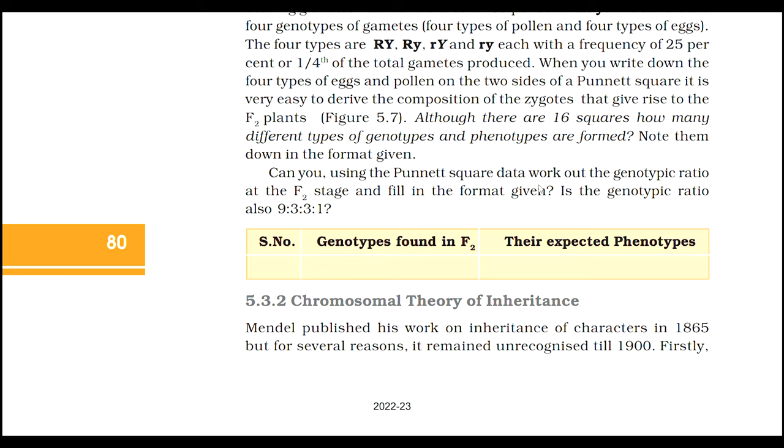5.3.2 Chromosomal theory of inheritance. Mendel published his work on inheritance of characters in 1865, but for several reasons it remained unrecognized till 1900. Firstly, communication was not easy as it is now, and in those days, his work could not be widely published.